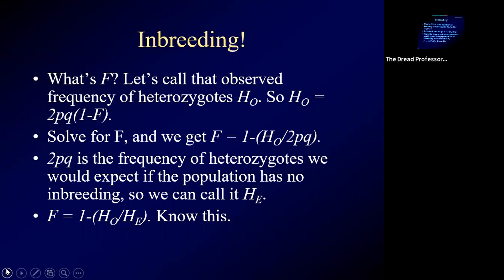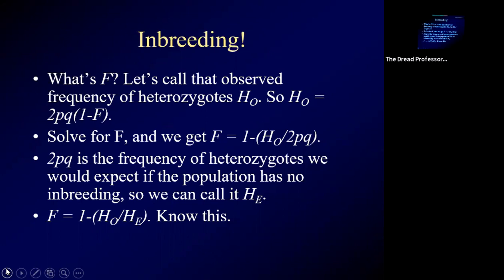In a population, we can go in and just count the number of heterozygotes. We can abbreviate that H sub O: heterozygotes observed, H subscript O. So if you are in a population where inbreeding is going on, the observed frequency of heterozygotes is going to be 2pq times 1 minus F. And we can solve that for F, and we get F is equal to 1 minus the observed frequency of heterozygotes over 2pq.